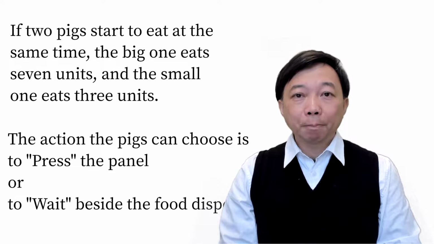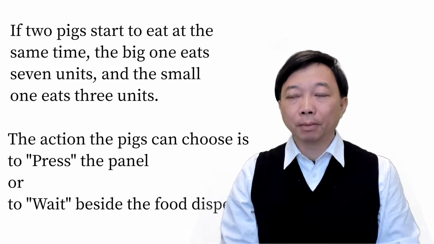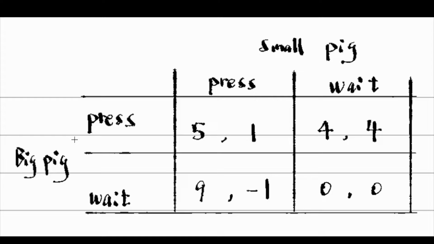We can find the payoffs for all possible outcomes and write them in a table. We put the big pig's payoff on the left side and the small pig's payoff on the right side in each cell. Nothing happens if both pigs choose to wait, and each pig gets 0.